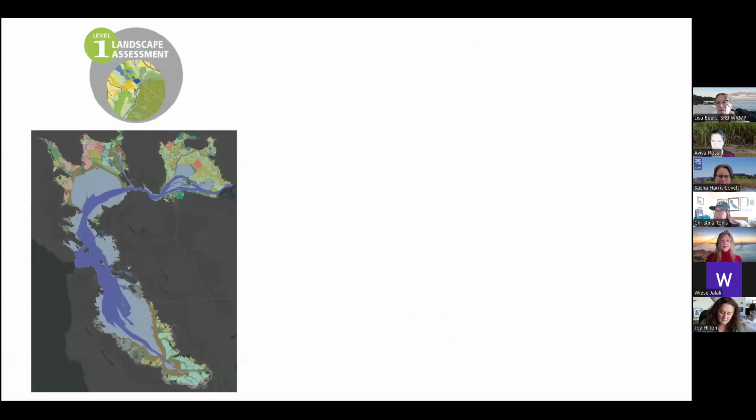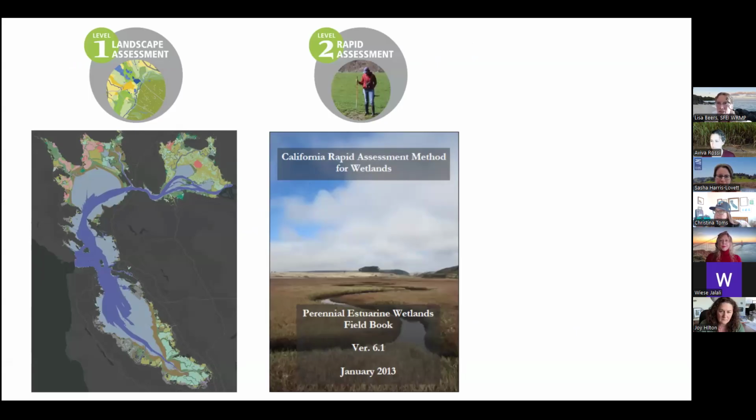We follow the EPA's three-tiered approach. Level 1 is a landscape assessment, and this is largely what the profile tool is representing today. We have a Level 2, which is rapid assessment, and for the WRMP, we're implementing the California Rapid Assessment Method.